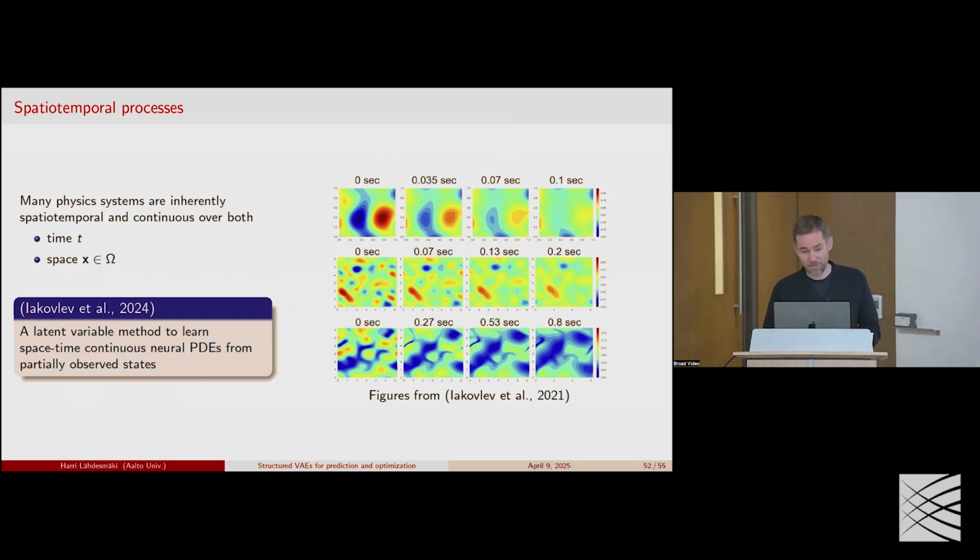We have also tested these techniques on some spatial transcriptomics datasets, but maybe I can't really report anything on those yet.